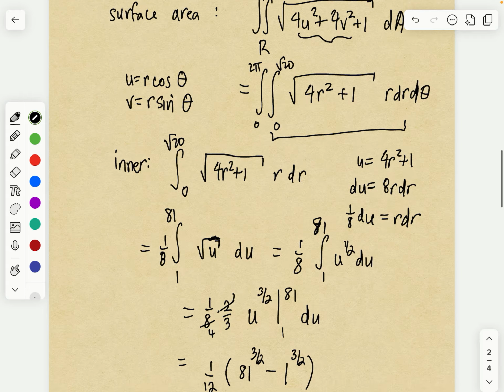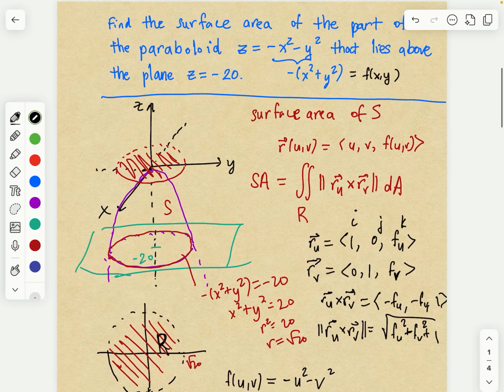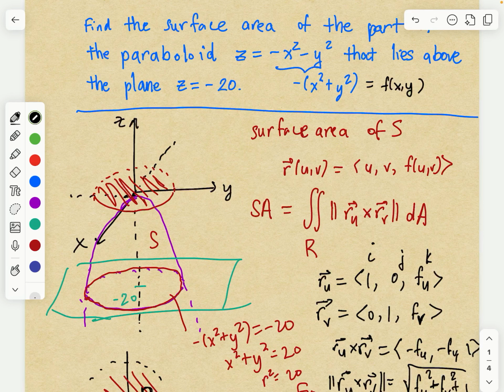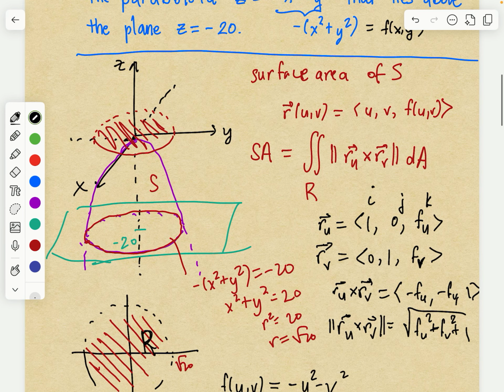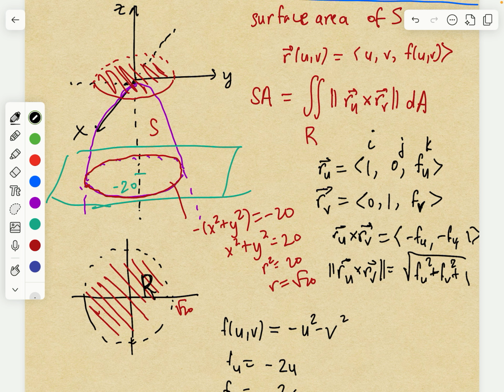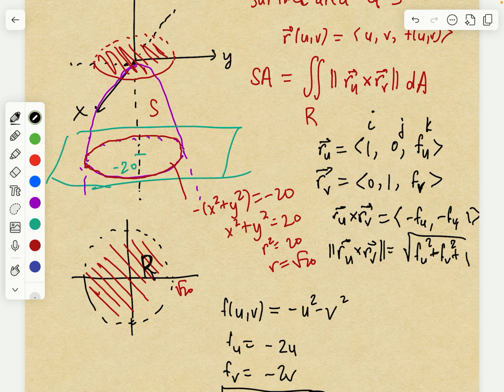So let's just review how we did this. We wanted to find the surface area of part of this graph, the graph of a function z equals f of (x, y). When you do that, you have to parameterize the surface, by projecting the surface down to the xy plane. You look at the points in the xy plane below the graph, and you get this disk of radius the square root of 20.